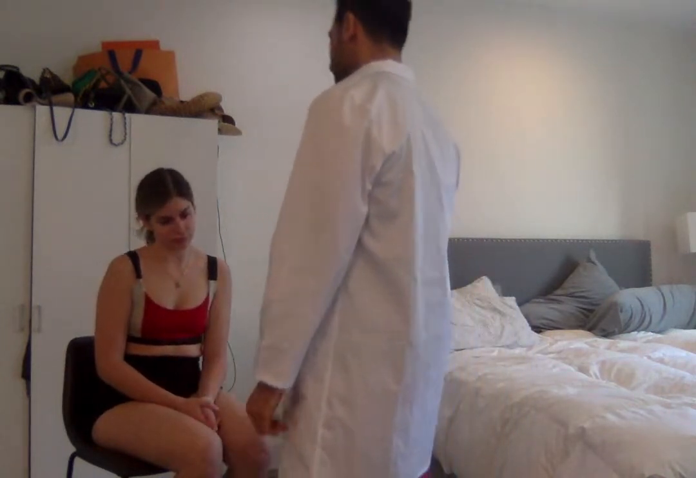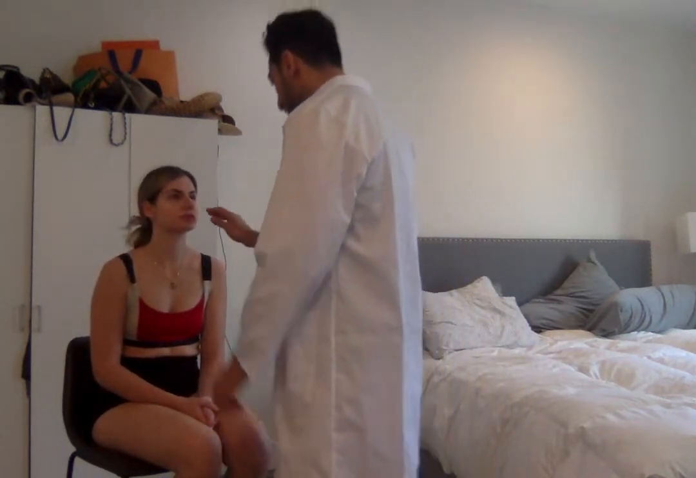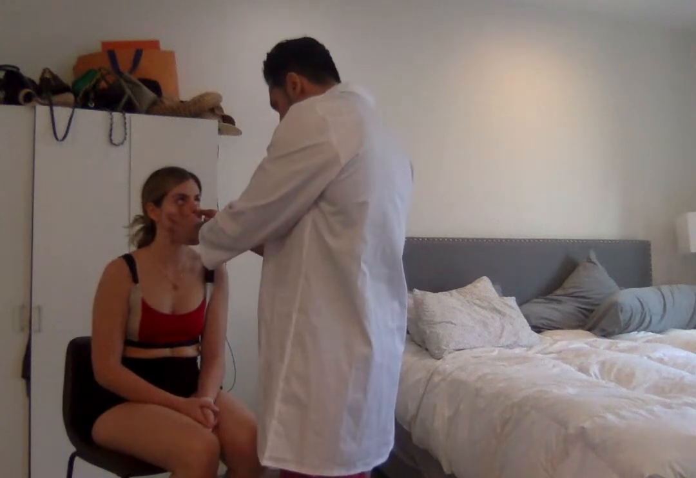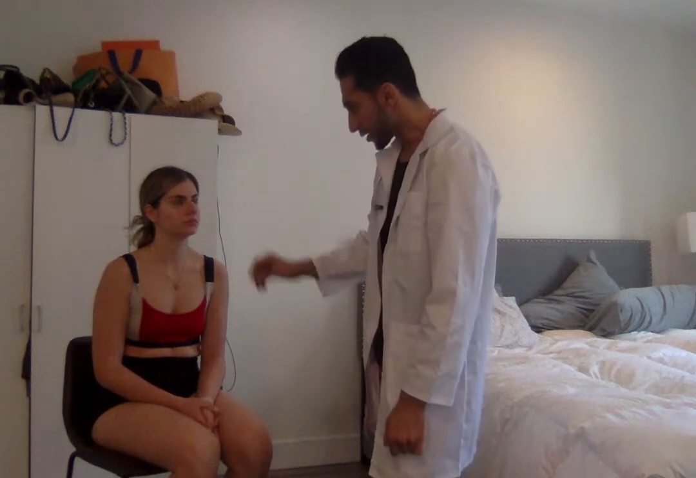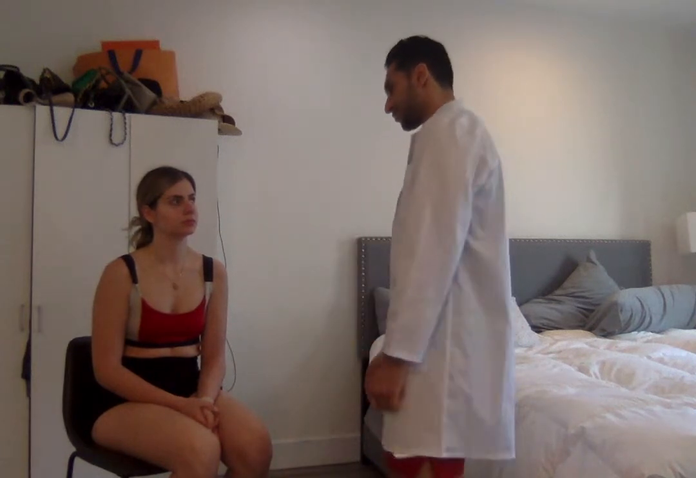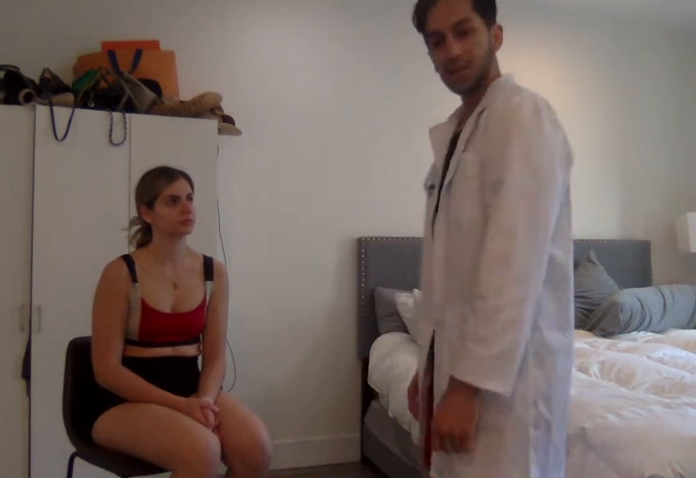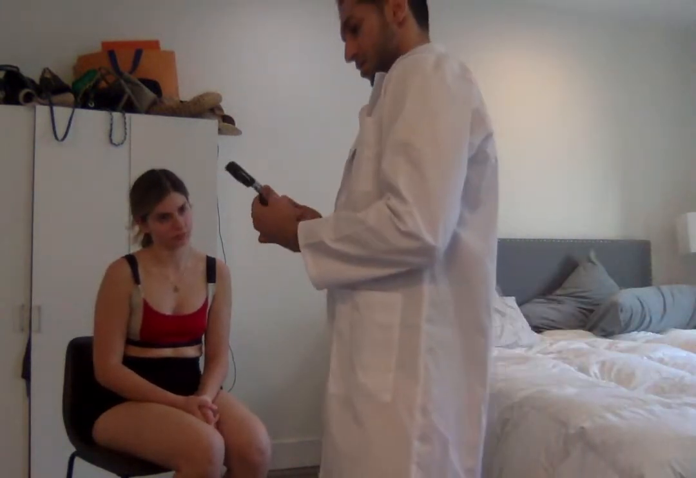All right, so next we'll look at the patient's conjunctiva. It's pink bilaterally, so that's normal. The sclera is pink and non-traumatic. So now we're going to look into the patient's eye a little bit closer with the fundoscope.